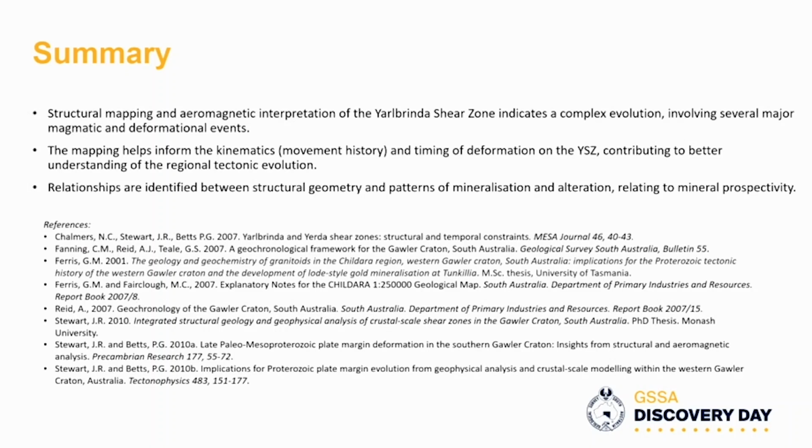So in summary, structural mapping and aeromagnetic interpretation of the Yarlbrinda Shear Zone indicates a complex evolution involving several major magmatic and deformational events. The mapping helps inform the movement history and timing of deformation on the Yarlbrinda Shear Zone, but also contributes to better understanding of the regional tectonic evolution. And finally, close relationships are identified between structural geometry and patterns of mineralization and alteration relating to gold anomalism.